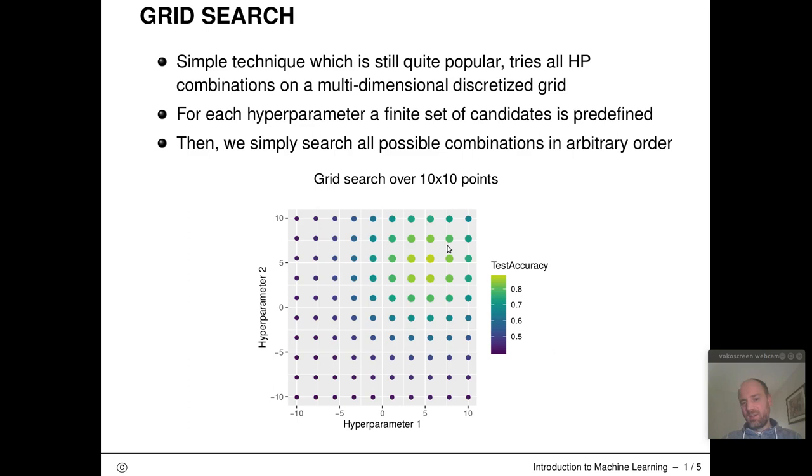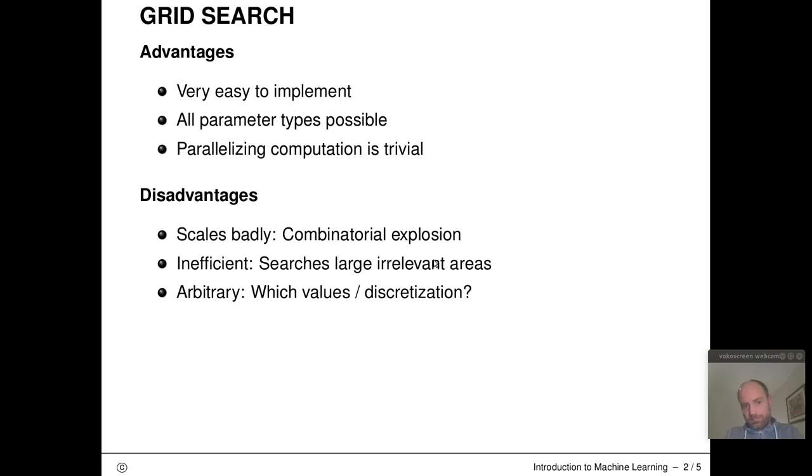And also you can see that even for this simple 2D scenario here, we are wasting a lot of computation time, right? I mean, at some point, I guess we should have figured out that we probably want to spend most of our efforts up here in the top right corner and not looking down here, because at some point, some form of local optimization or learning should kick in, where we figure out that the interesting area is actually up here. So now there's this second point here, inefficiency due to the search of large irrelevant areas.